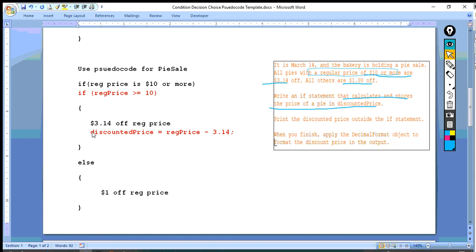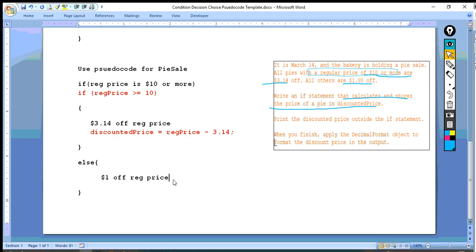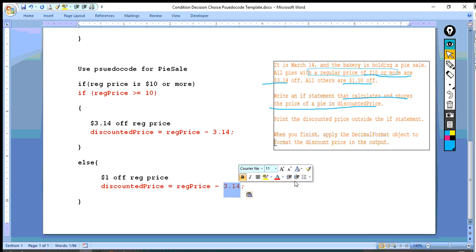And then the same type of thing is going to happen in the next situation. I'm going to give me some room here. So let's go like this. And so in this case, it's going to be the discounted price, or going to be the regular price minus 1 or minus 1.00. You could do that either way. And so this would be the discounted price. And so that's converting pseudocode to source code or Java code.